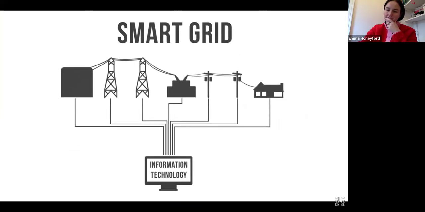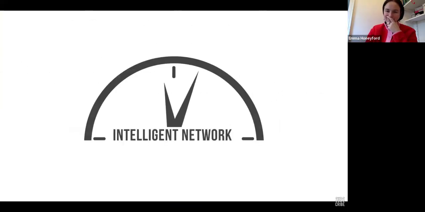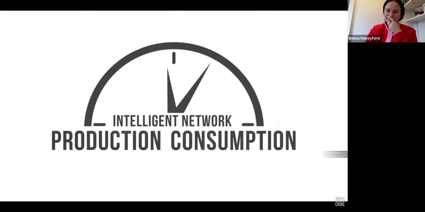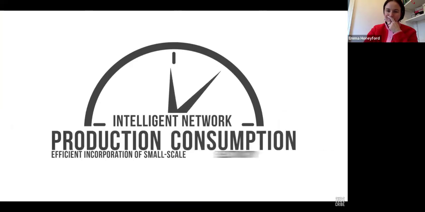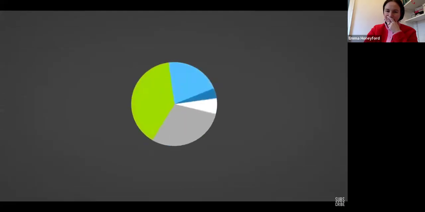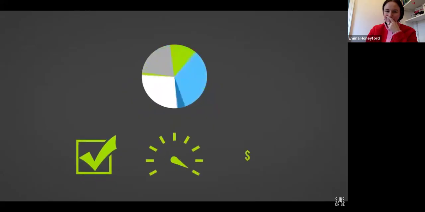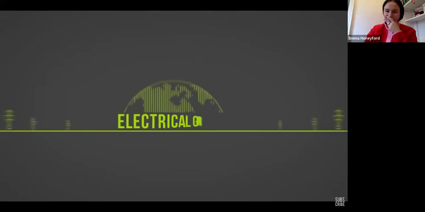This turns the electrical grid into an intelligent network that allows for real-time information about electricity production and consumption and more efficient incorporation of small-scale electricity generation sources. As the electricity power supply mix changes, the demands on the grid for reliability, efficiency, and cost-effectiveness will continue to be a complex challenge. So that's the electrical grid.